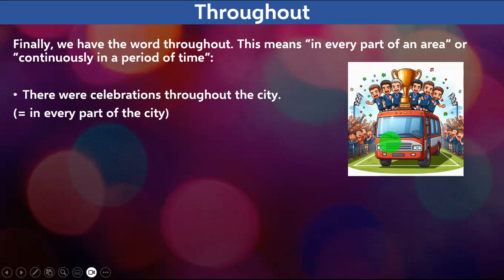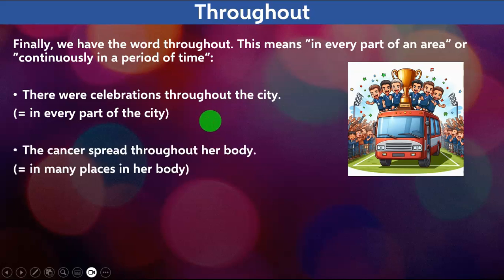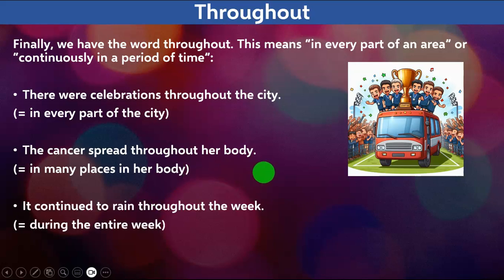Here is a team on top of a bus, and there is a crowd gathered around, and there are celebrations in every part of the city, all the areas of the city. The cancer spread throughout her body, in many places in her body. It continued to rain throughout this week, which means during the entire week. Okay, so friends, what have we covered? We've covered across, along, around, through, and throughout. Let's move on to the next one.